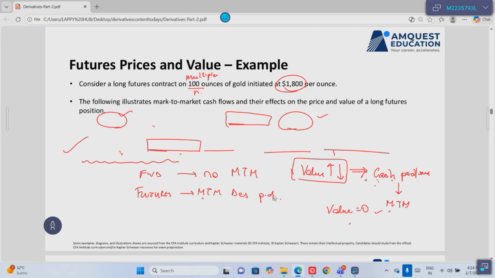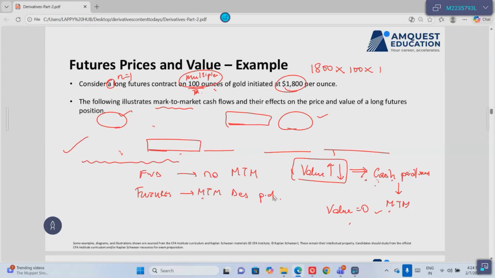Right? Now, because it is one contract, I'll say N is equal to 1. Each contract has a multiplier of 100 and each multiplier has a rate of 1800. So remember here I'm dealing with 1800 per ounce into 100 ounces into one contract. So one contract will have a $1,80,000 outflow inflow. Then we look at what is mark-to-market cash flows.